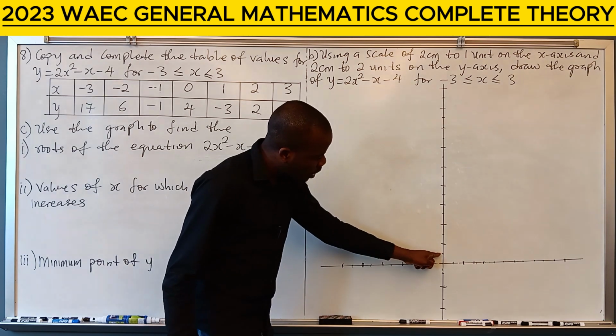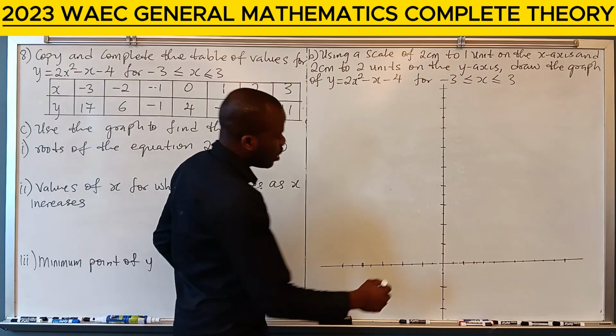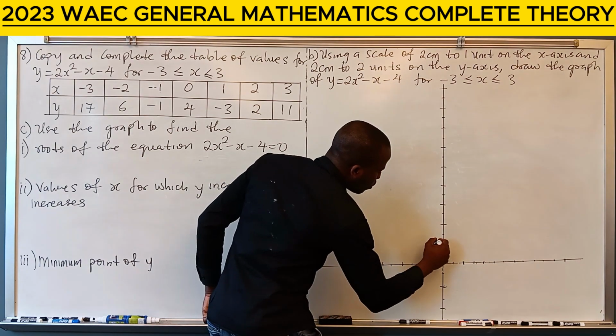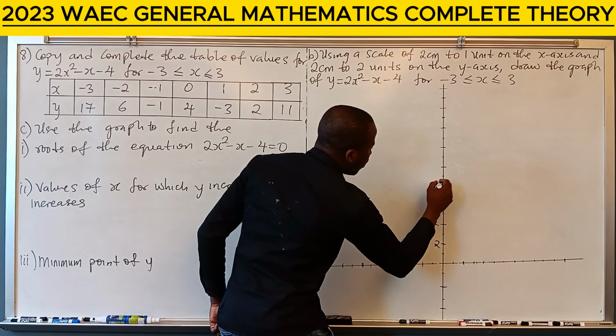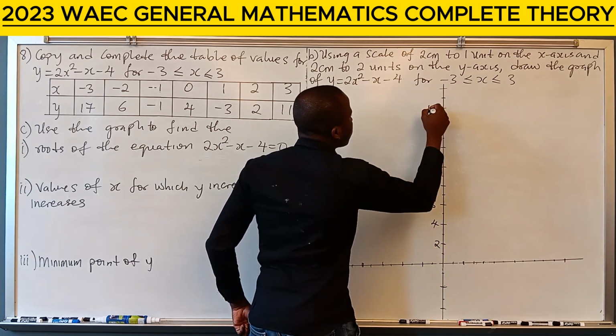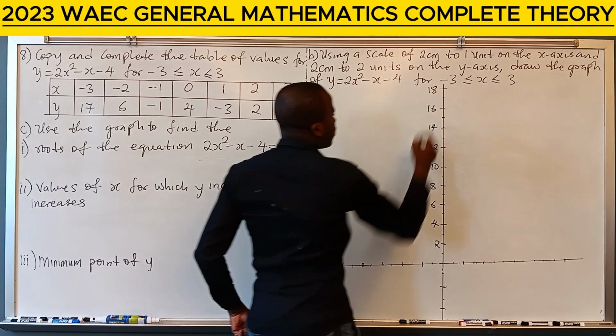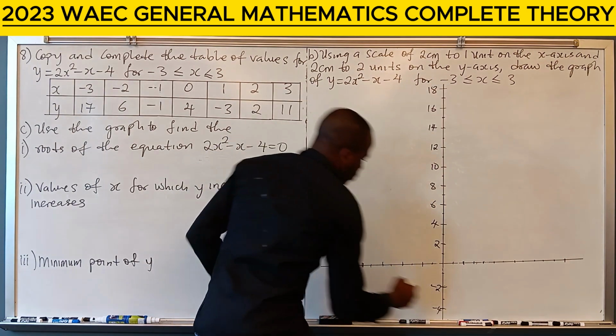If this is 1 cm, so this is 2 cm. So for the y-axis, every 10 boxes, 2. Every 10 boxes, 4, 6, 8, 10, 12, 14, 16, 18. Yes, minus 2, minus 4.